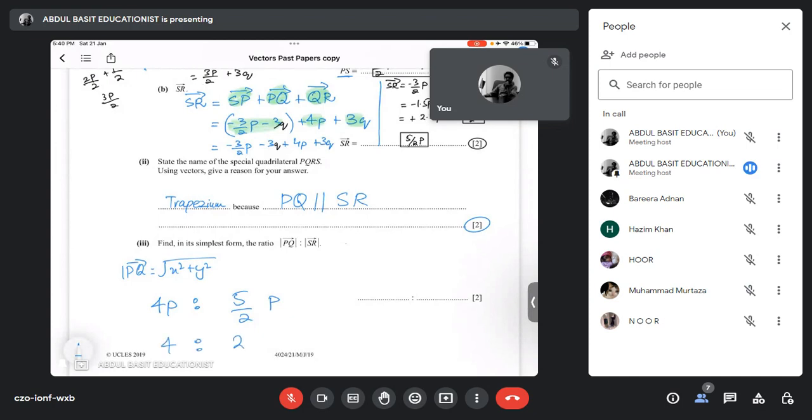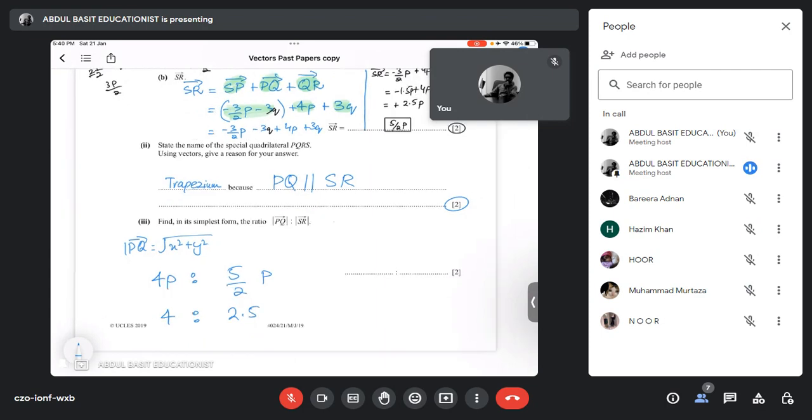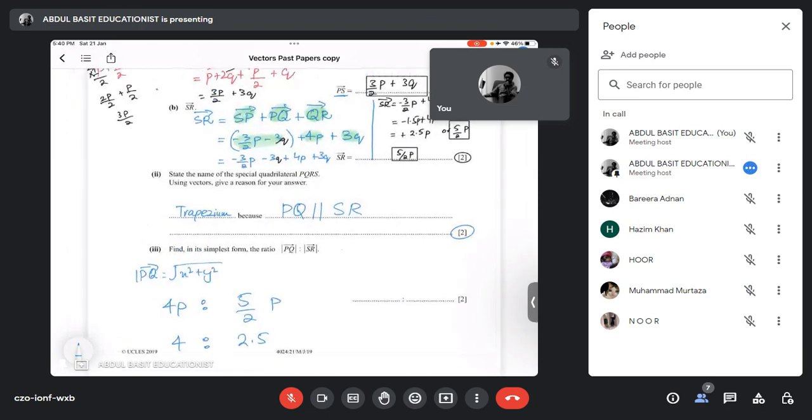It's 4/2.5. Agree? Yes. What if I divide 2.5 on both sides? So what will I get? I want to simplify this now. So Noor, can I write 4/2.5?